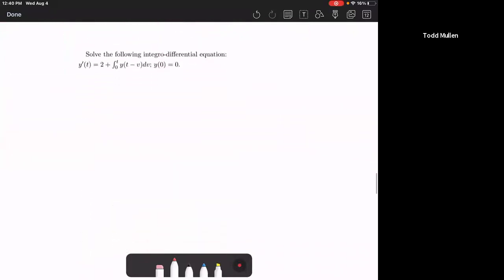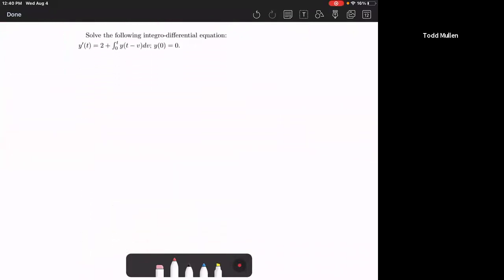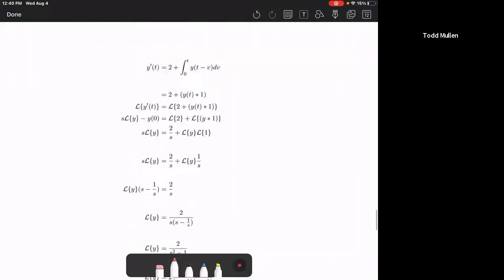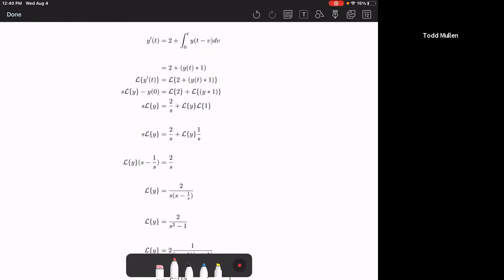Okay, for our final example, solve the following integro-differential equation. Now we call it that because there's an integral and there's a derivative in here. But we now have the pieces to solve such an equation. It is initial value. We need to know that y of 0 is equal to 0. So this is the problem. But we note that the integral from 0 to t of y of t minus v is actually a convolution.